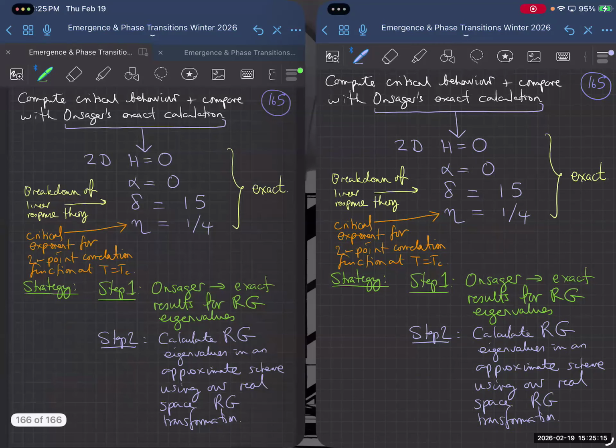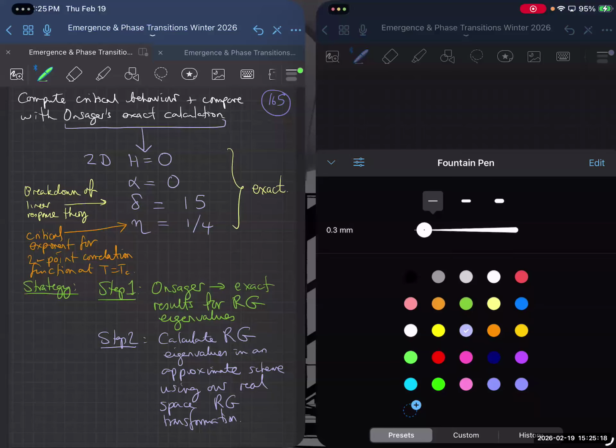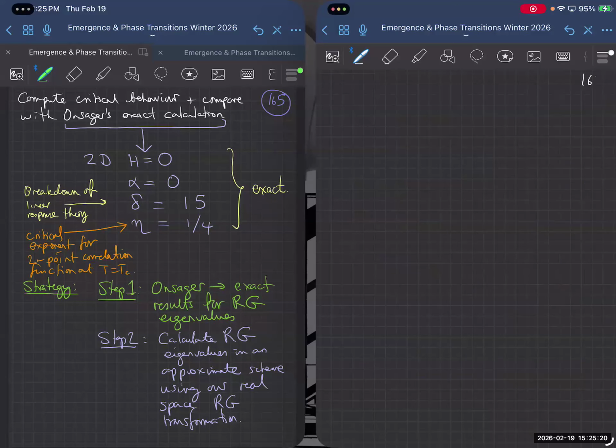So let's go ahead and do the easy part. Let's do step one. Step one says work backwards from the known values. So we know that 2 minus alpha is equal to nu times d. We know that d is equal to 2 and alpha is equal to 0. Alpha equals 0, by the way. You may wonder, what does that mean? There's no power law divergence of the heat capacity. It's a logarithmic divergence of the heat capacity.